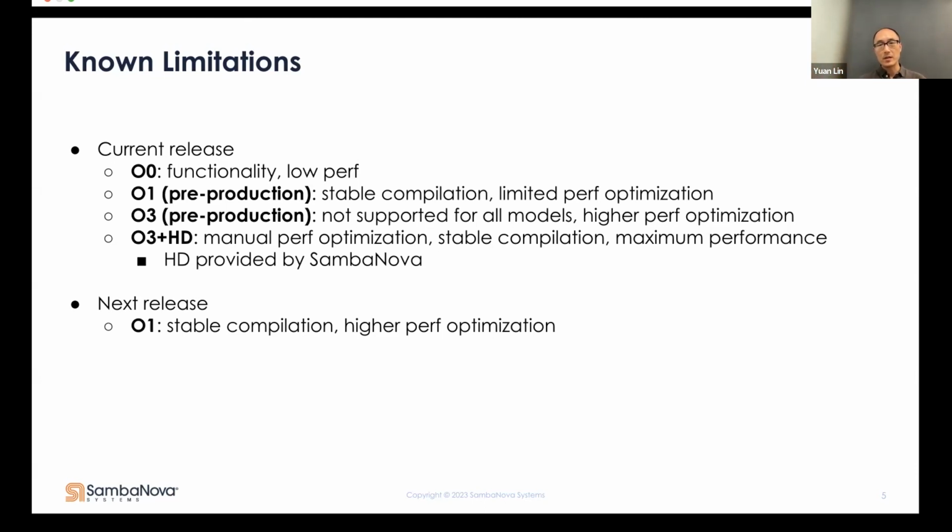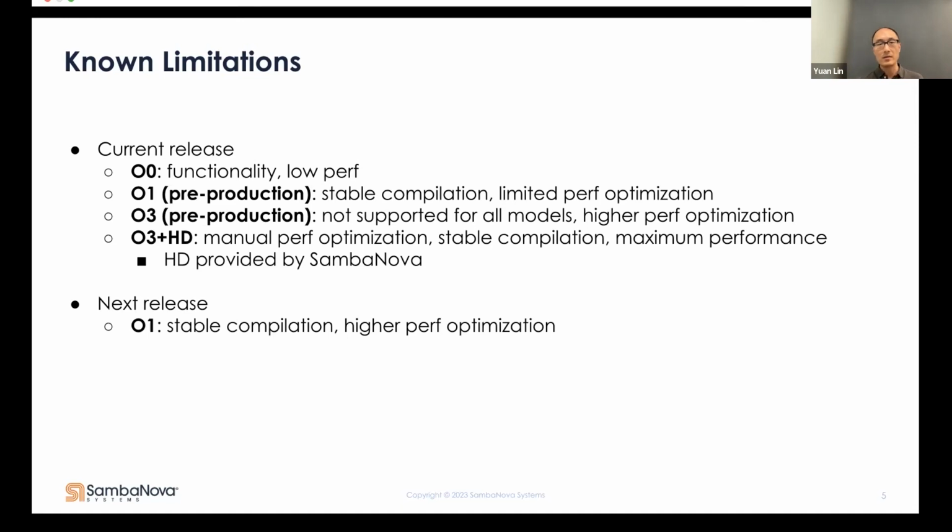In O1 mode, you're starting to merge different nodes together. Currently with our compiler stack, you still have a stable compilation, but we're working on various performance optimizations and improving the performance of O1. And O3 is basically you're taking the entire graph, and this will obviously result in even higher performance. But again, this currently does not work for all the models. There's a lot of complexity related to trying to optimize an entire ML graph.